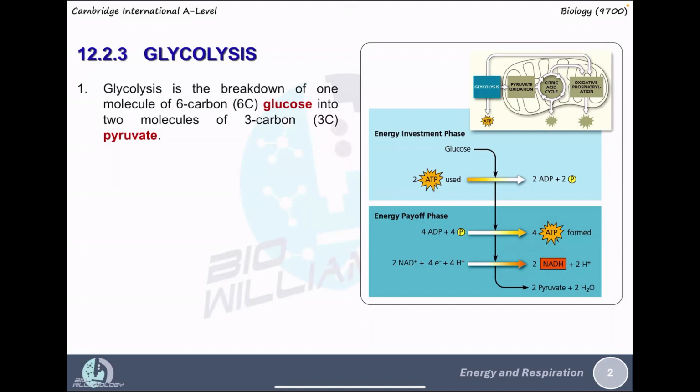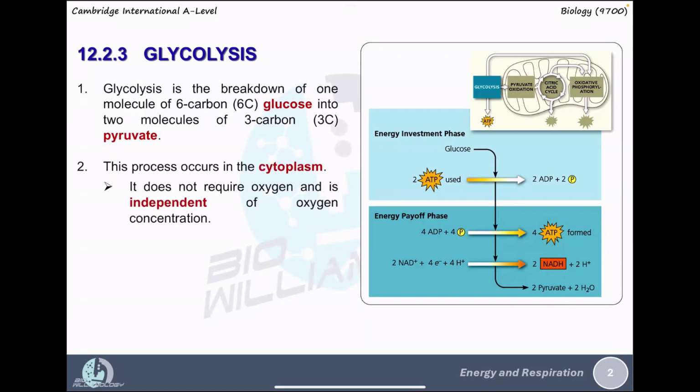of 3-carbon pyruvate. The process takes place inside the cytoplasm and does not require oxygen, and we say that it is independent of oxygen concentration. Regardless of whether oxygen is absent or present, it will not affect the occurrence of glycolysis.